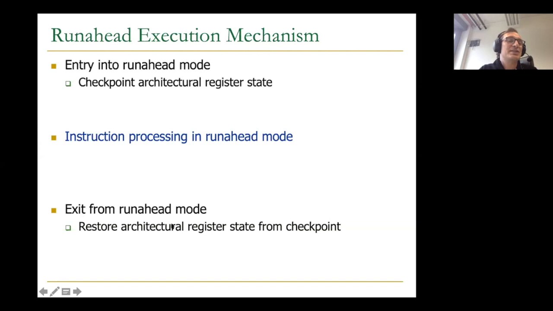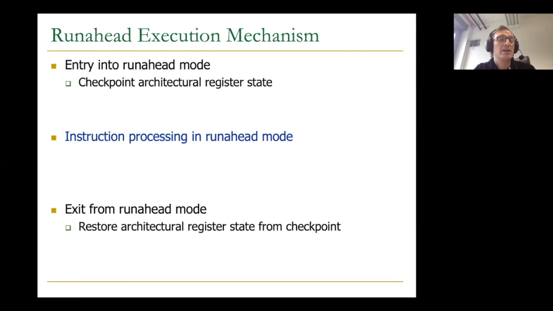When you're exiting, you just need to restore the architectural state from the checkpoint, meaning you have saved the registers somewhere, you just restore them back. You have saved the program counter somewhere, you just restore it back. And you don't need to checkpoint everything. For example, memory. Clearly, it doesn't make sense to checkpoint memory because memory could be huge. But because the execution is purely speculative in Runahead mode, you don't update the memory locations. That's the idea over here. You may update them in a speculative buffer, but you don't update the architecturally visible memory locations.